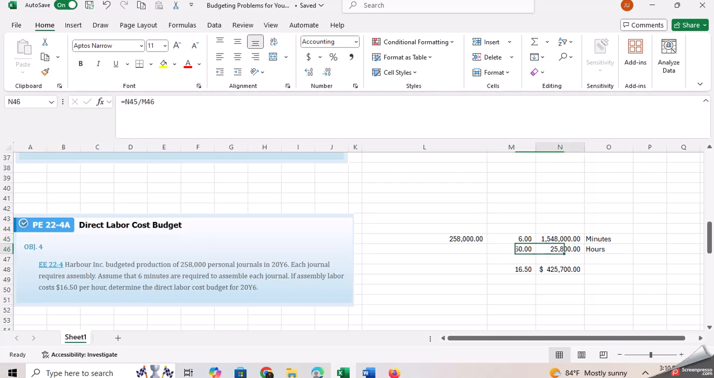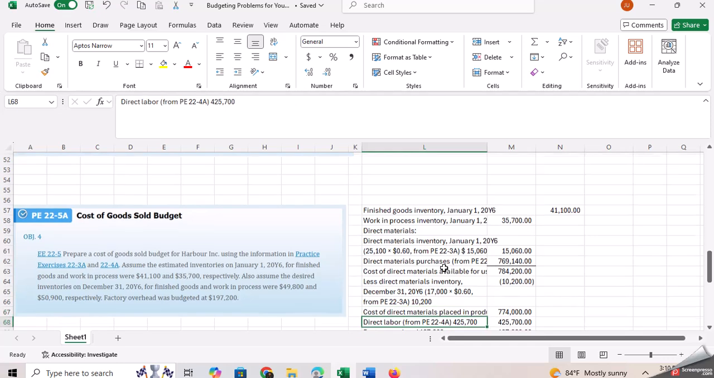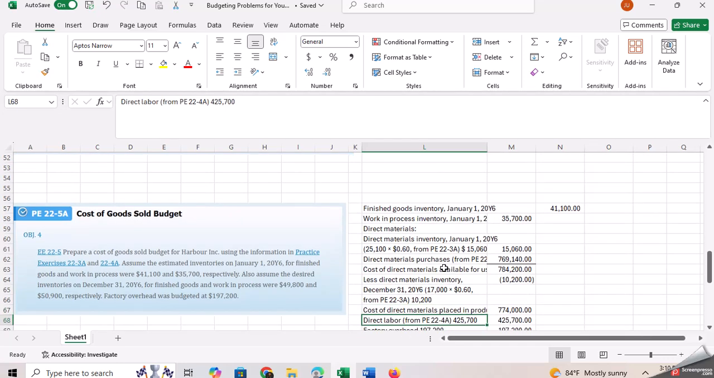Obviously, we don't pay our direct labor people by the minute. So divide that by 60 minutes to get to the hours. So 25,800 hours. And then it tells us that the assembly labor costs are $16.50 per hour. So if we take the 25,800 hours times the $16.50, we will get the $425,700.